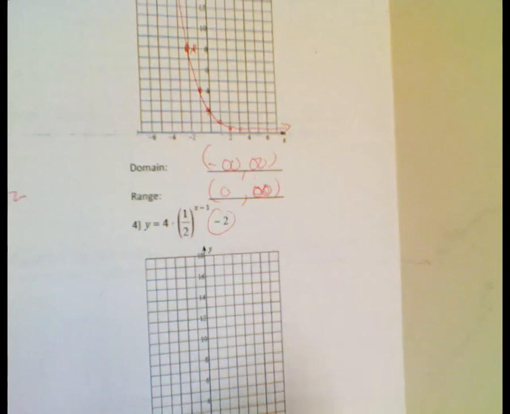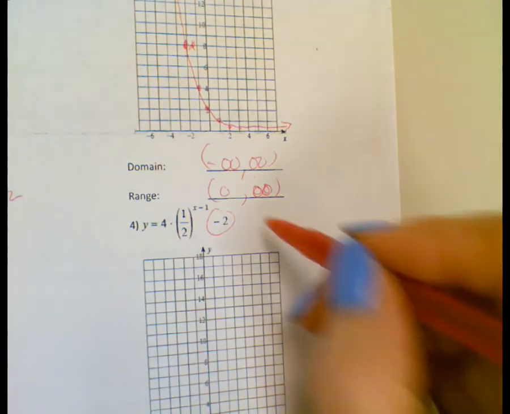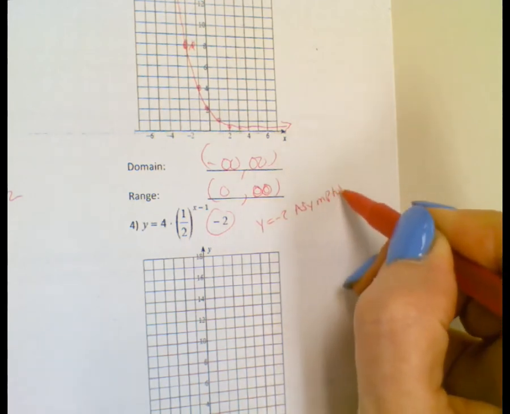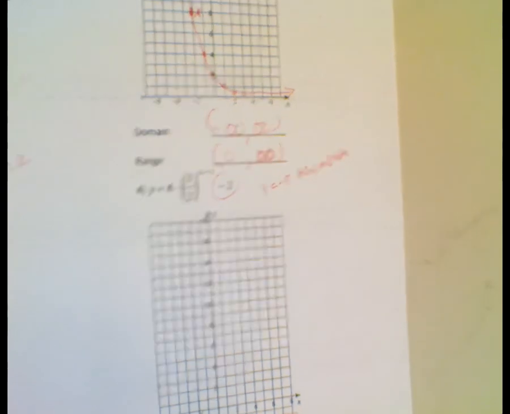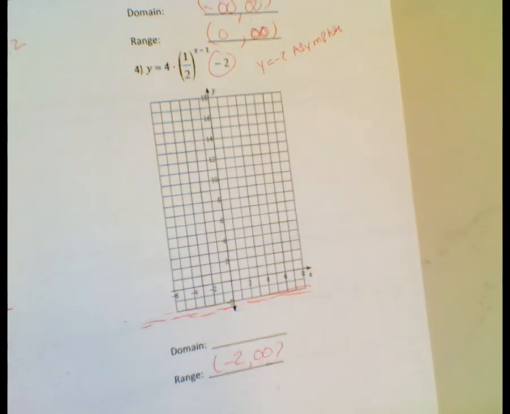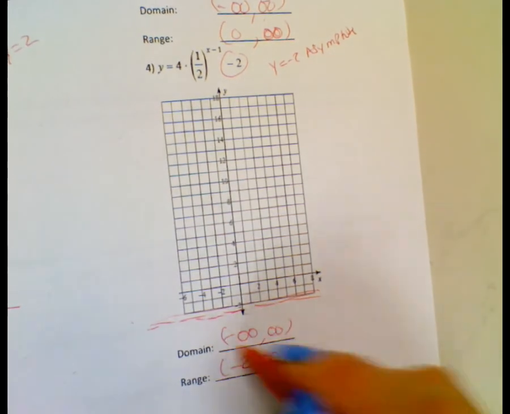And then this graph, you see this -2 right here? That's your asymptote. We're going to draw an asymptote here at y equals -2. This is your asymptote because this whole graph's going down 2. That's the most important number in this whole problem. So right now, I know without even looking at my graph that my range is -2 to infinity. It's going to go up. And I know this is -infinity to infinity without even graphing it.